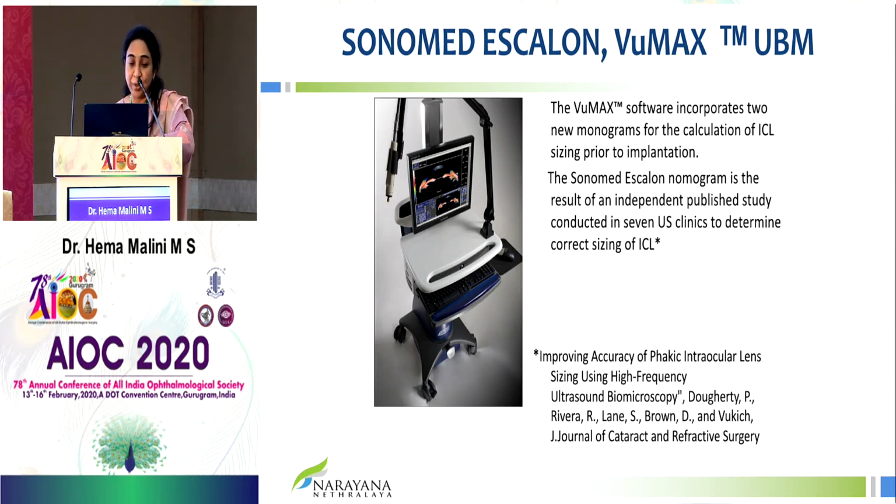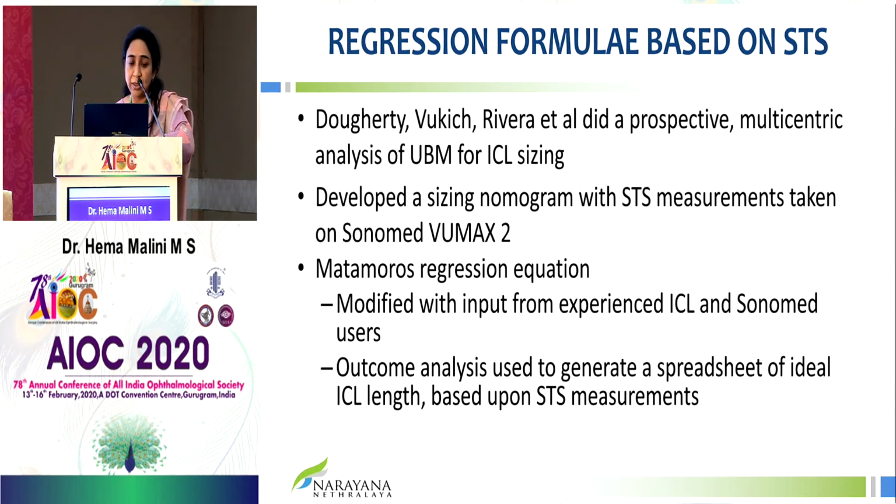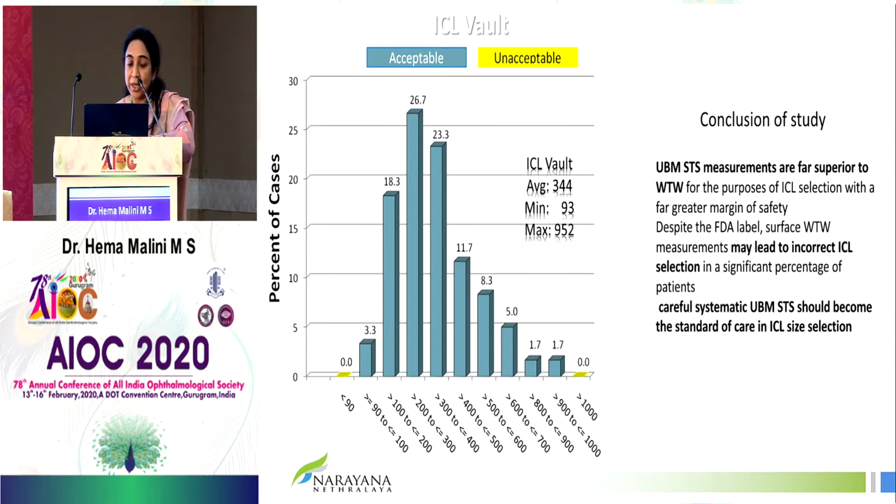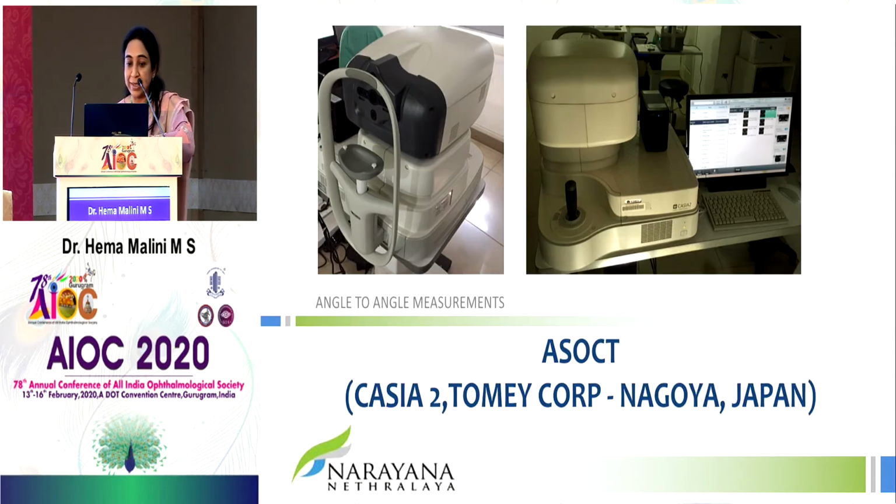So this is one other newer generation UBM. Like I said, Doherty et al. came out with a nomogram based on these UBM STS values. So they also concluded that UBM STS measurements are far superior compared to the white to white, and this should become the standard of care for ICL size selection.